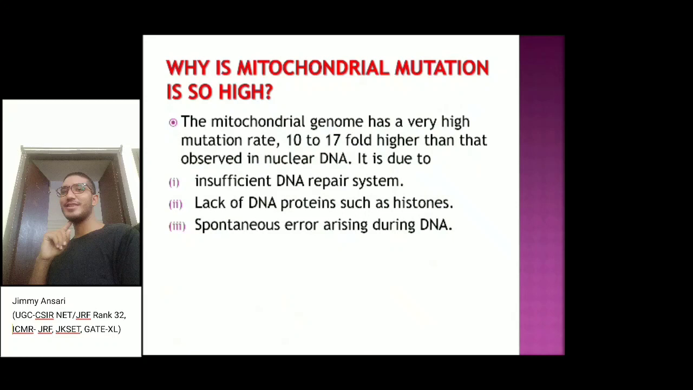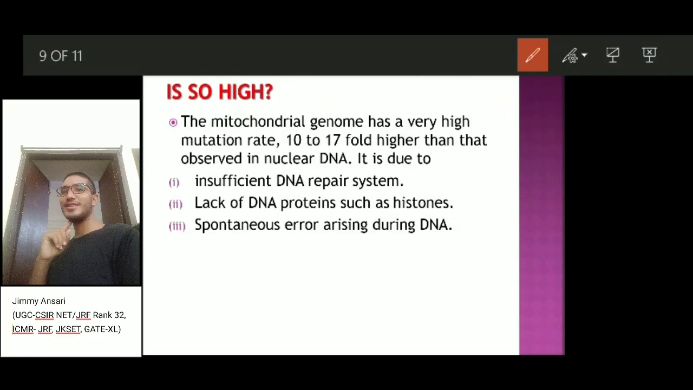So coming to the mutation level, there is a question: why does the mitochondrial DNA have a very high rate of mutation? The mitochondrial genome has a very high mutation rate, 10 to 17 fold higher than that observed in nuclear DNA. Why? It's because there is only a little DNA repair system in the mitochondria. In nuclear DNA it always repairs, but there is an insufficient DNA repair system in the mitochondria.